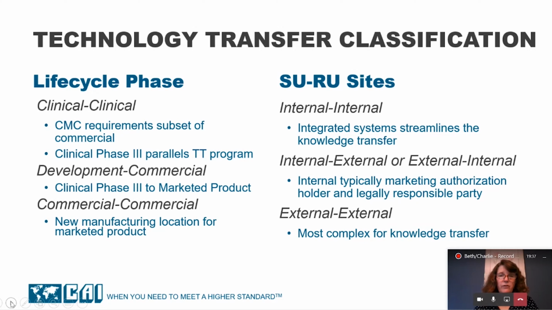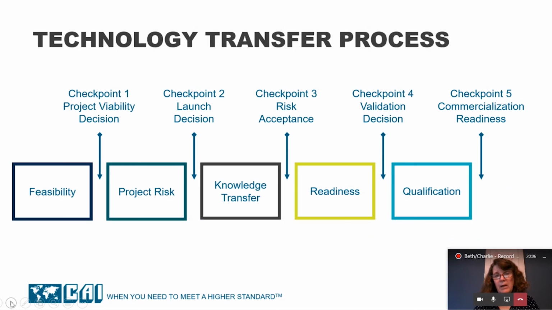The final one is the external to external transfers. And in my mind, these are the most complex for knowledge transfer because it's not always easy for those two sites to talk to each other and facilitate that knowledge transfer. Many times in these instances, the marketing authorization holder has to act as the middle person to provide the knowledge from one site to another, depending on how the business contracts have been established. That can make it very difficult for ensuring knowledge transfer.